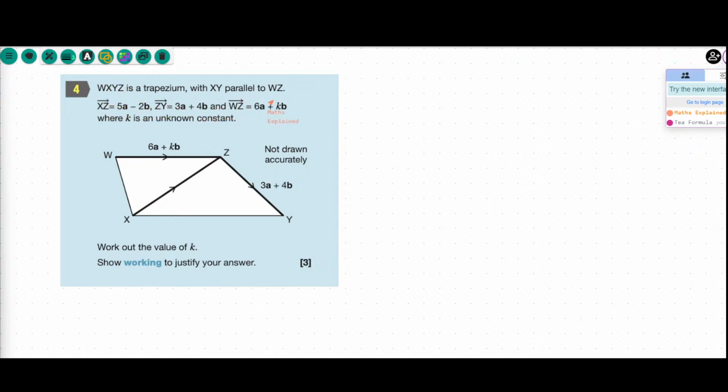WXYZ is a trapezium with XY parallel to WZ. XZ equals 5A take 2B. That's the only one not on the diagram. The other two are on the diagram. So let's write that in. That's 5A take 2B. And then ZY is 3A plus 4B. That's indicated. And WZ is 6A plus KB. That's also on the diagram, where K is an unknown constant. Here it says work out the value of K, show working to justify your answer.